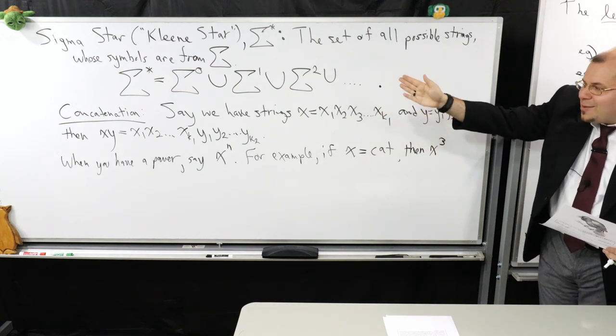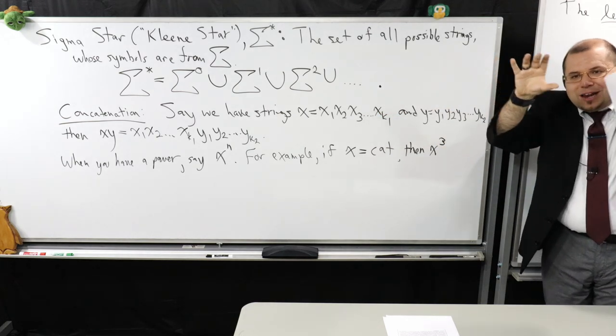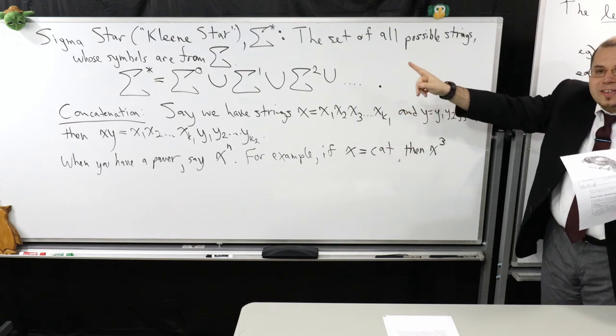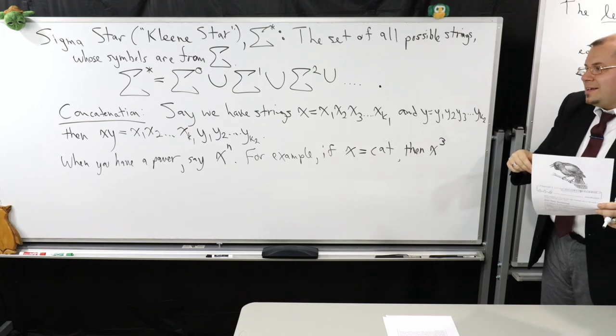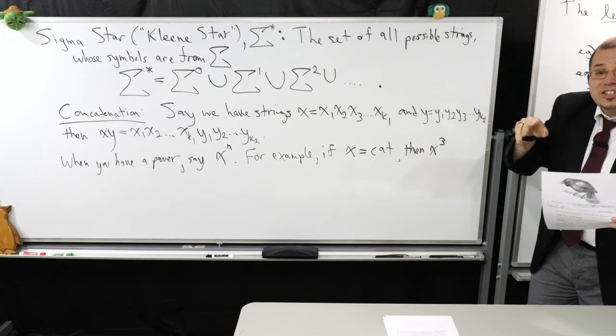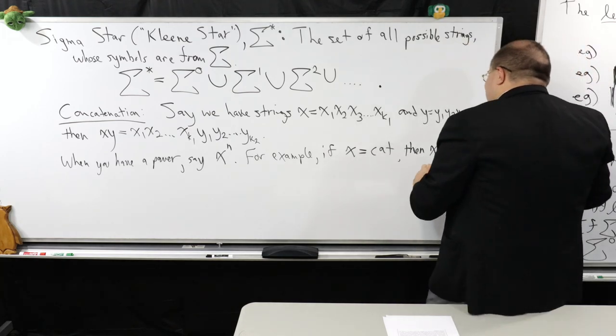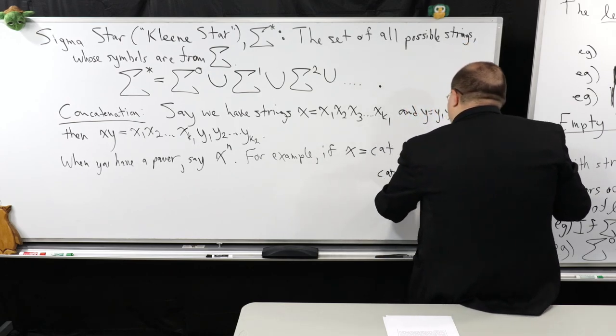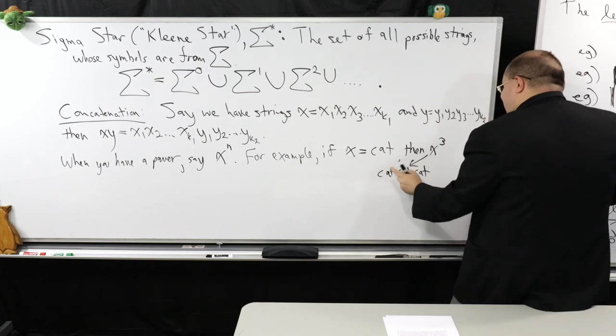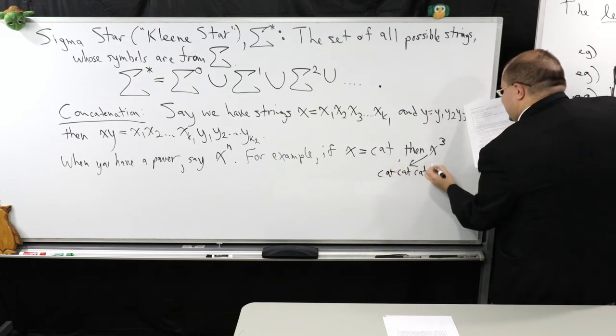Think about it like that. Remember, x times y, I take the first string and I append it to the next one. So imagine I had x times x. What does that mean? Yeah, exactly. It just repeats the string. Then x cubed is cat, cat, cat, like this. No spaces at all. It's just catcatcat.